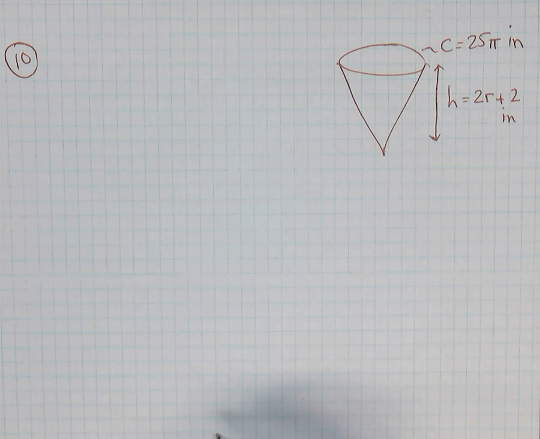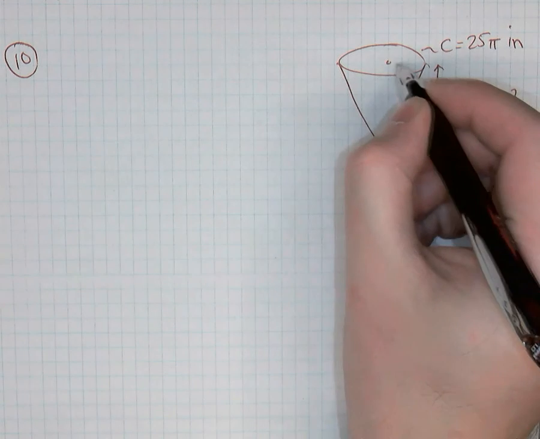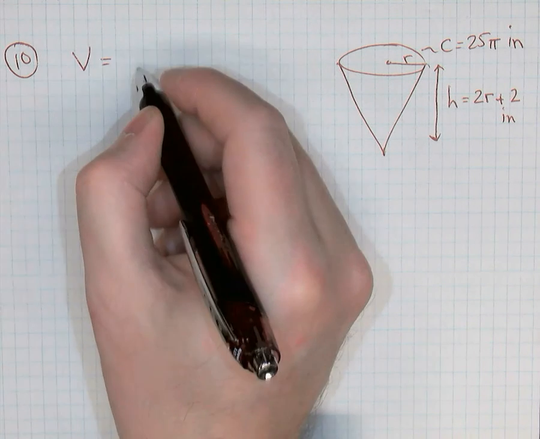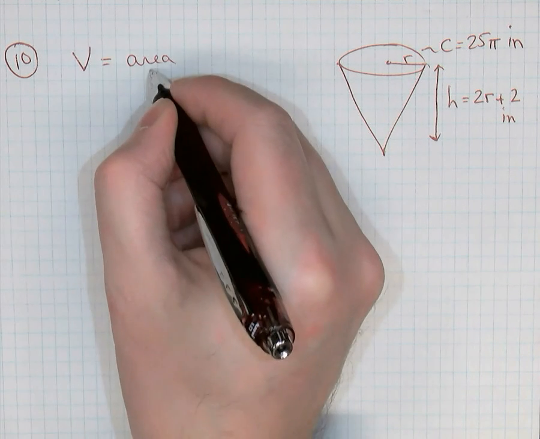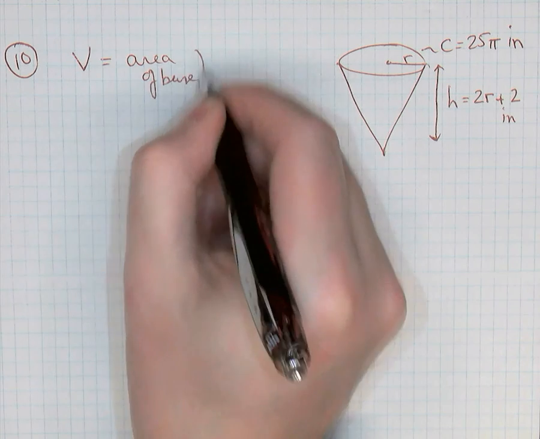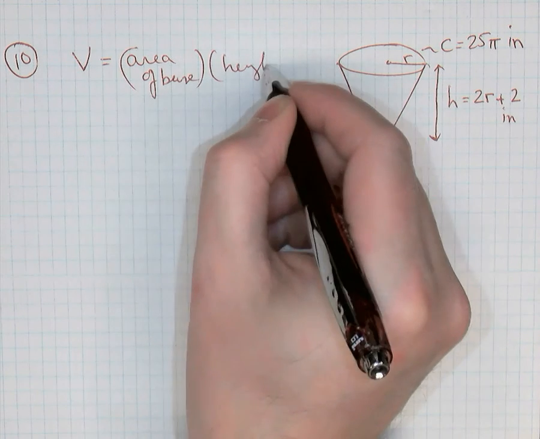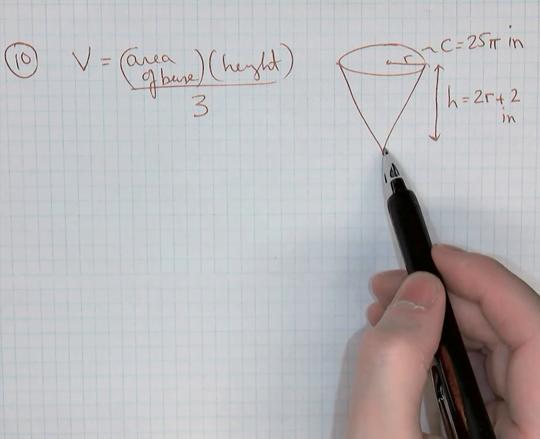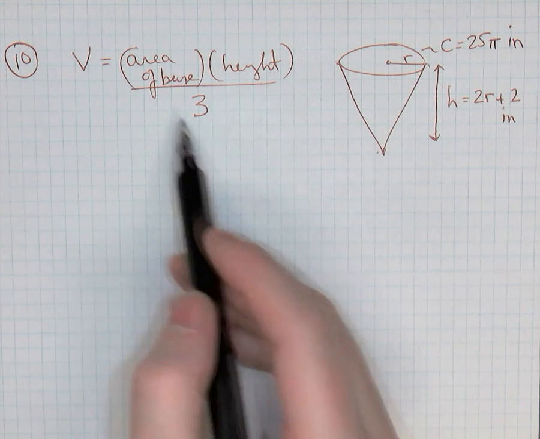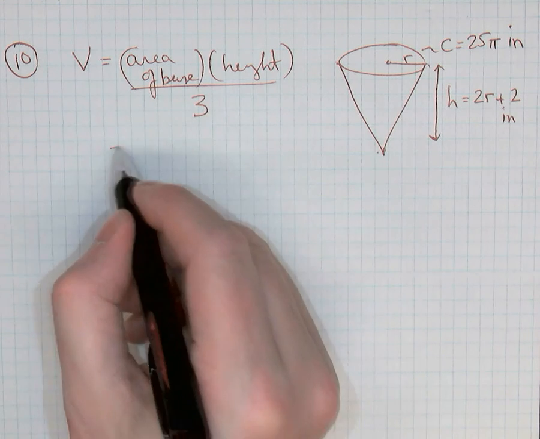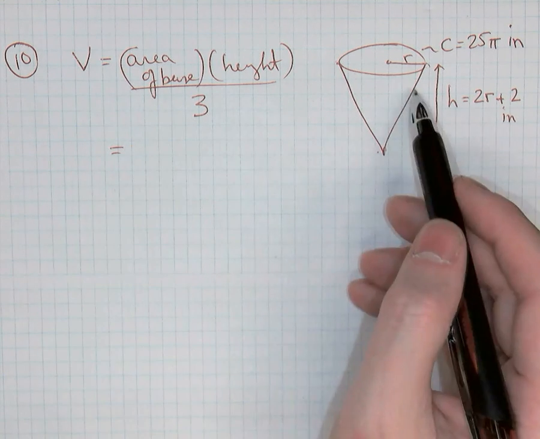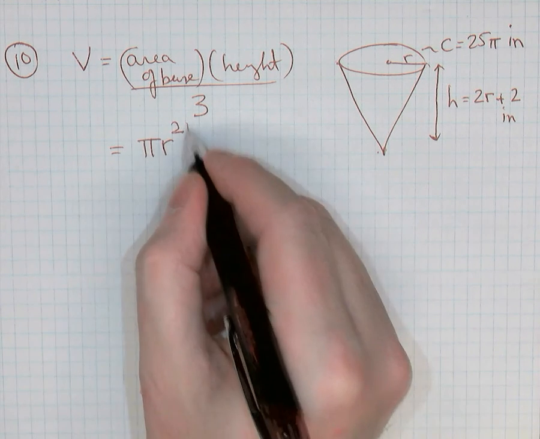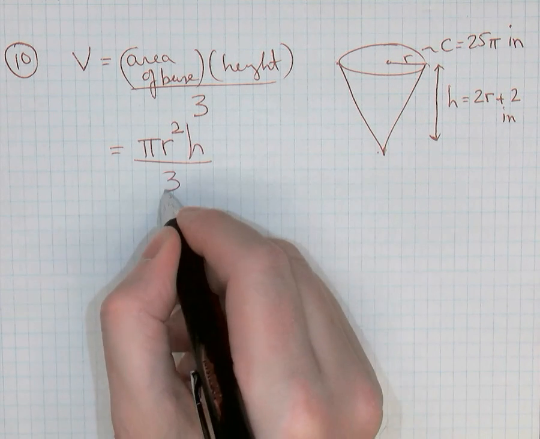So how can we find the volume of this? Well, it's a cone, so a cone's volume is like the volume of a pyramid. It's equal to area of the base times the height divided by 3. Whenever the shape comes to a point, like a cone or a pyramid, we divide by 3. The area of this base, well, it's a circle. The area of a circle would be pi times radius squared times the height divided by 3.